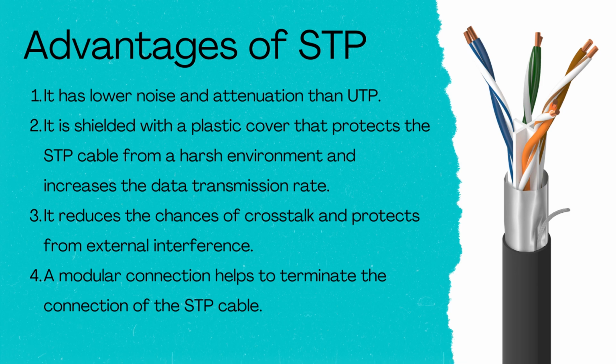The fourth advantage is modular connection for termination. STP cables typically use modular connectors, commonly RJ45 connectors for termination. These connectors are standardized and easy to work with, allowing for straightforward and secure termination of the cable. The use of modular connectors simplifies the installation and makes it easier to connect STP cables to network equipment such as switches, routers, or computers. And these advantages collectively make STP cables a preferred choice in environments where noise, interference, and signal quality are high.